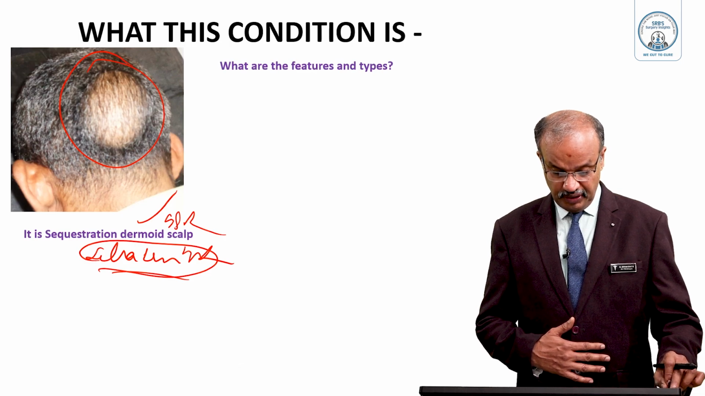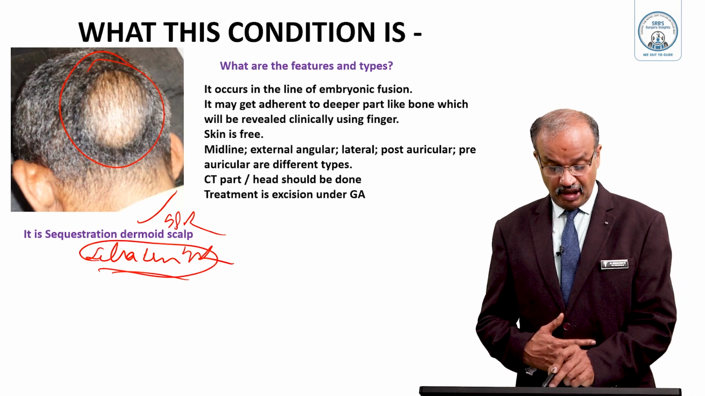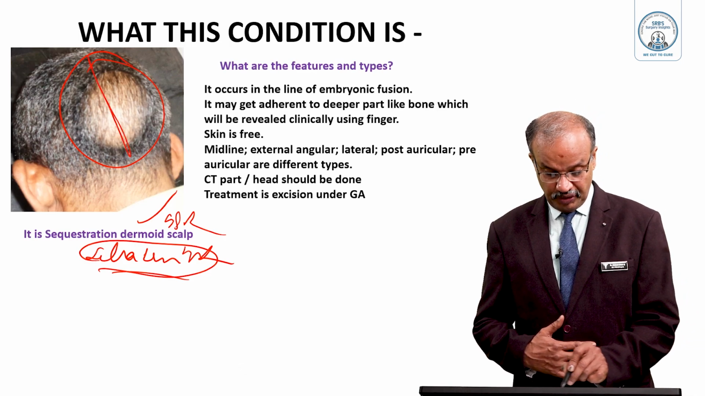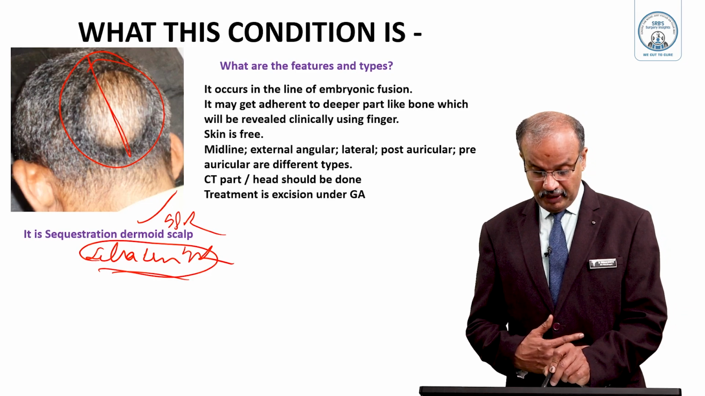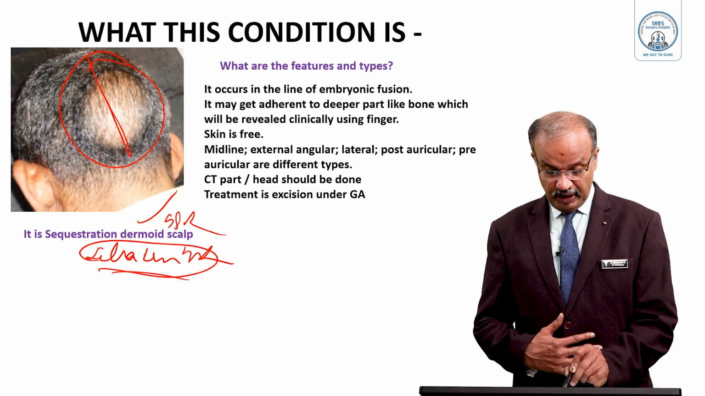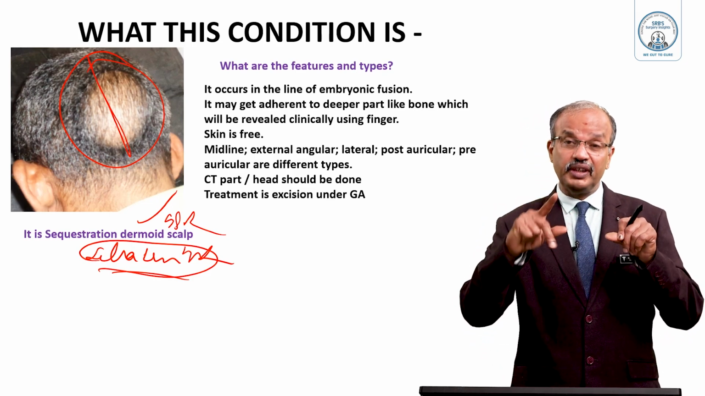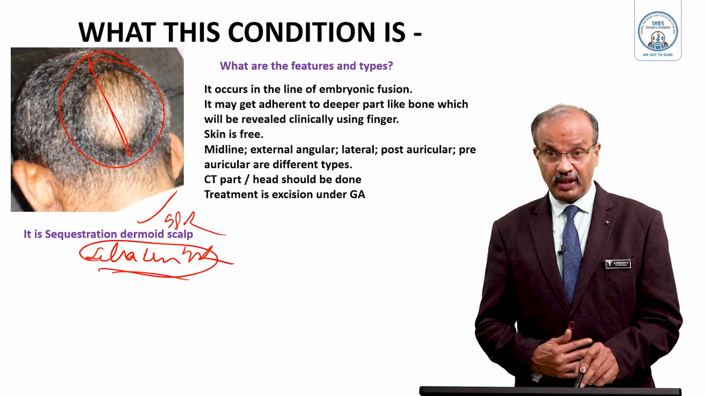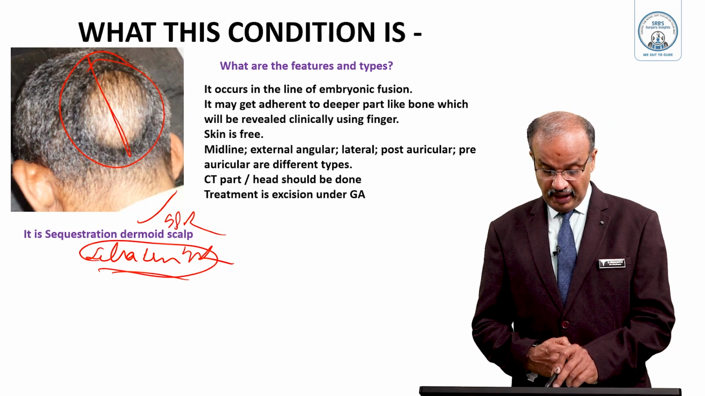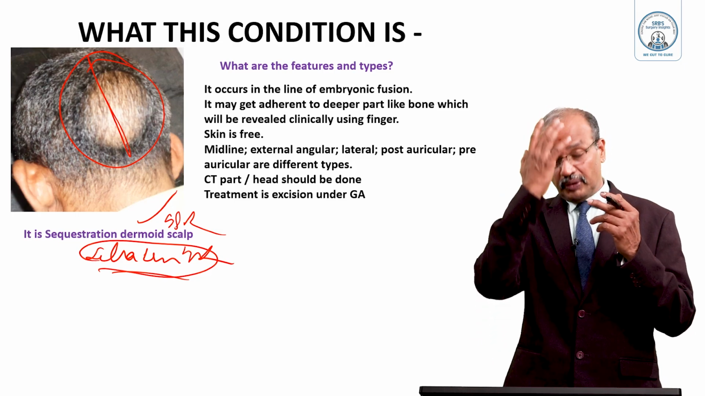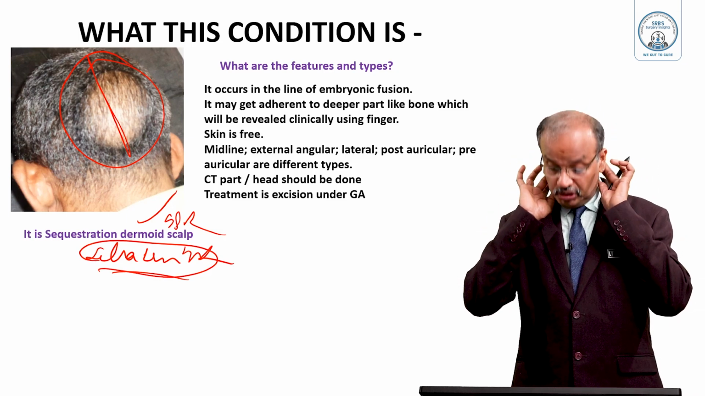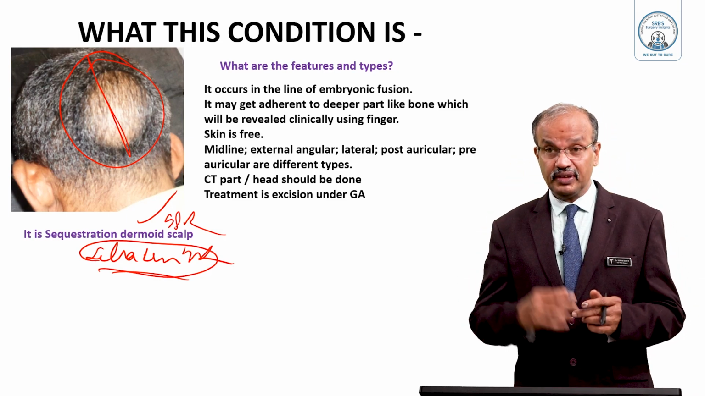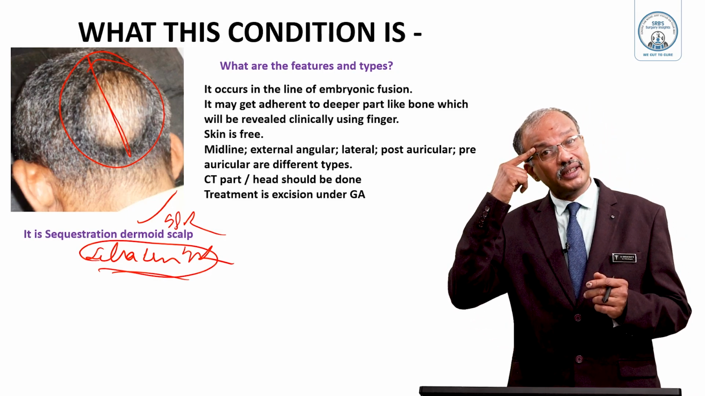So what are the features and types? It occurs in the line of embryonic fusion. It may get adherent to deeper parts like bone, which will be revealed clinically using the finger. So press it and you'll get this. Skin is free. Sites are midline, external angular, lateral, preauricular, postauricular. External angular is very common in this site.